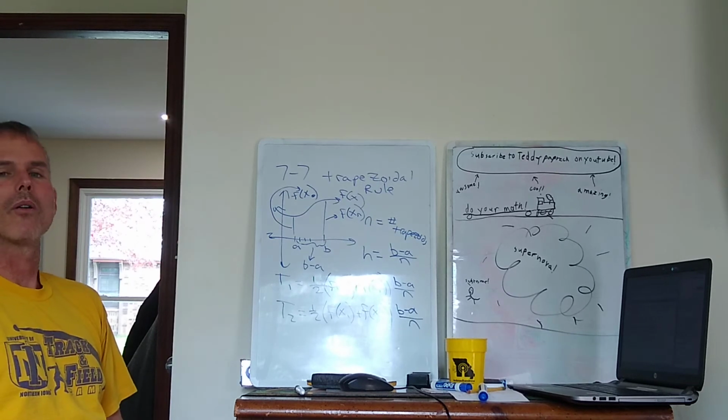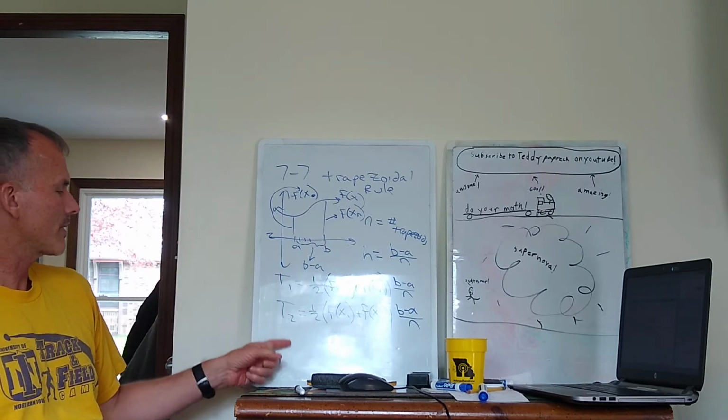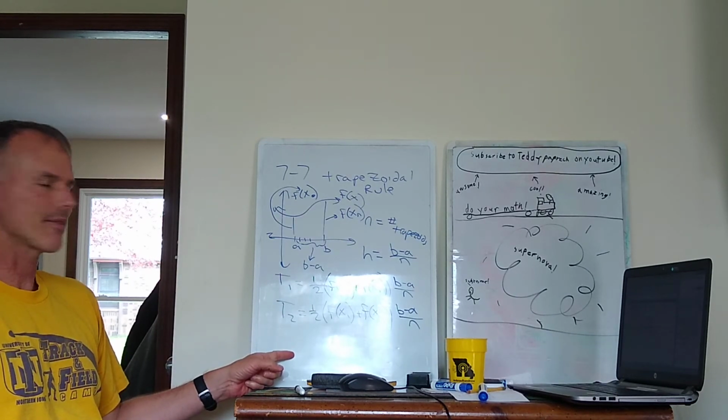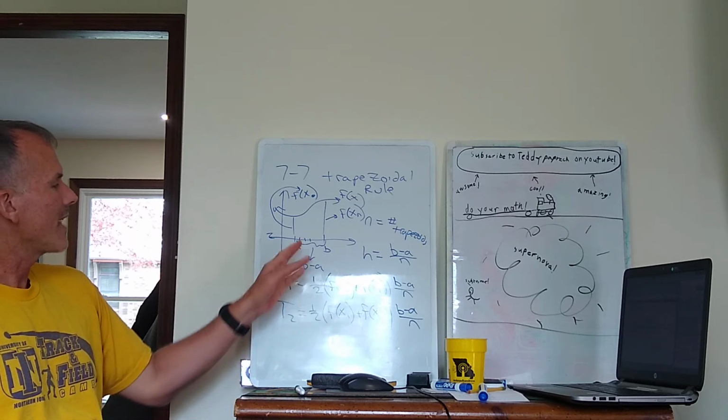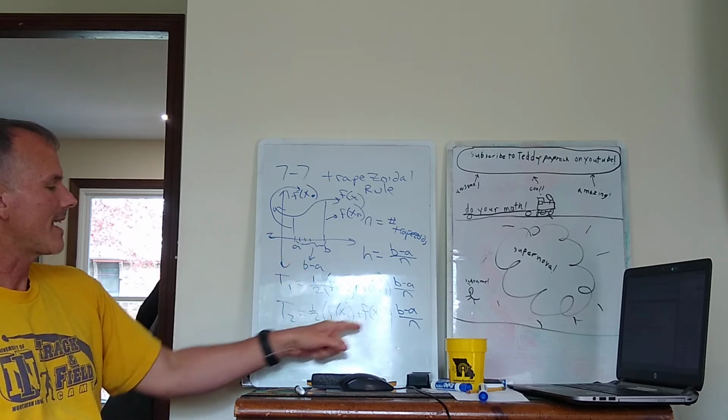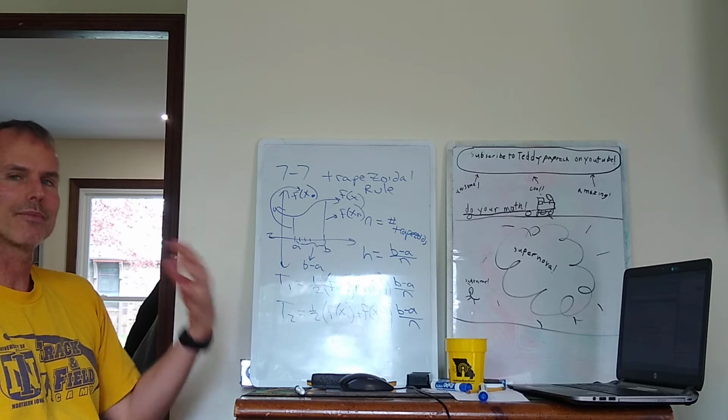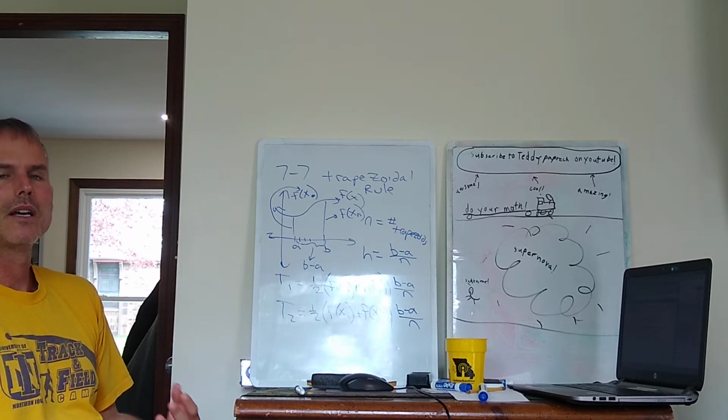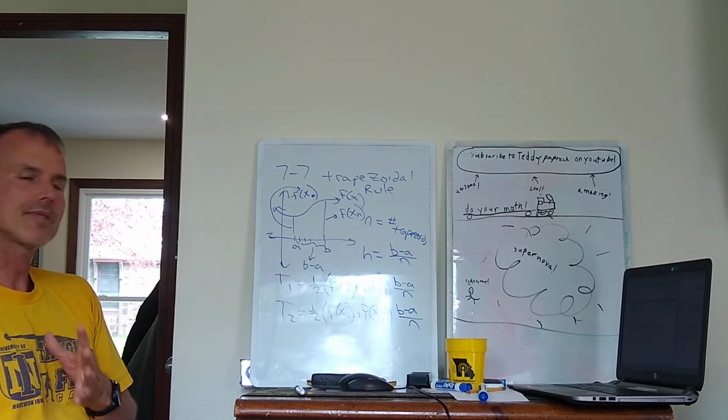Now I can keep going. The only thing that would change with the area of the third trapezoid is that the leftmost edge of the third trapezoid will be f of x sub 2, and the rightmost edge would be f of x sub 3. Now, I don't know how many trapezoids we're using here.